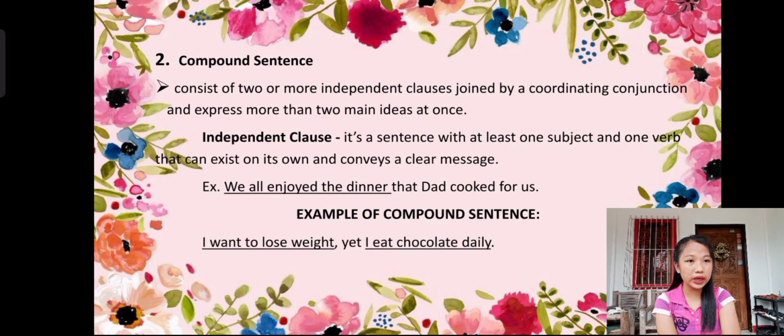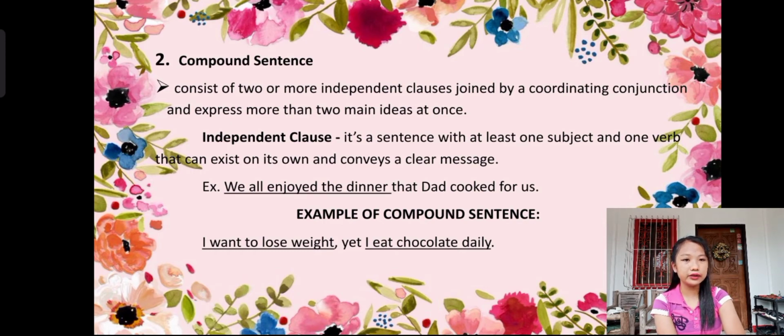I want to lose weight, yet I eat chocolate daily. So we have our first independent clause, I want to lose weight. It has a subject and a verb. And the second one is I eat chocolate daily. And those two independent clauses are joined by a coordinating conjunction, yet.